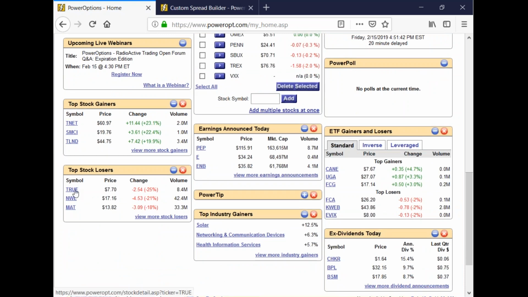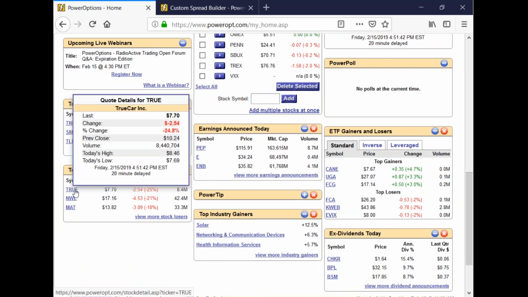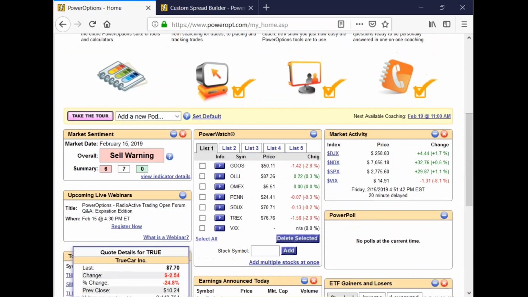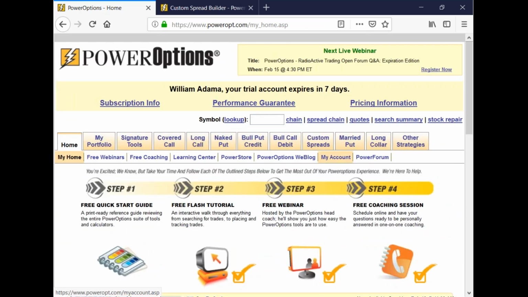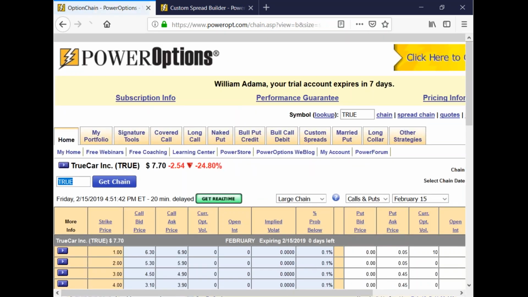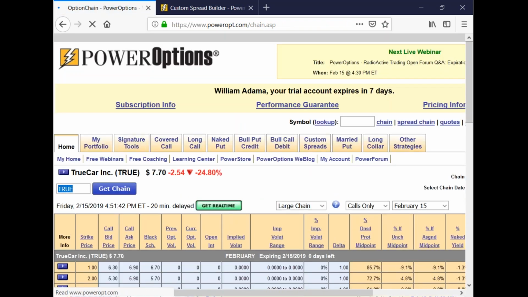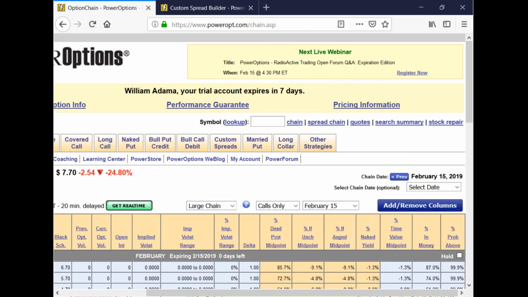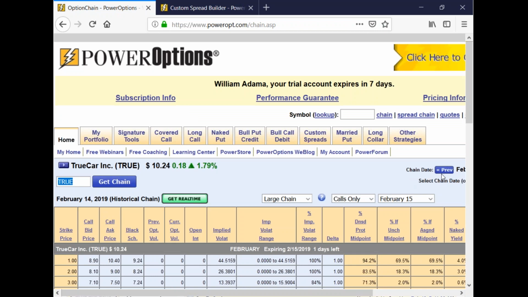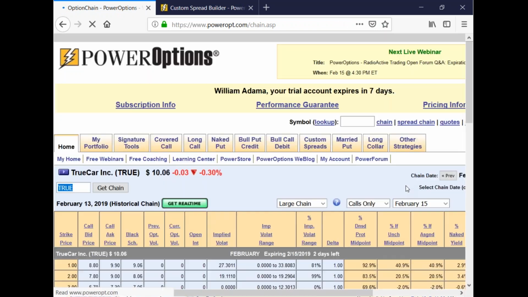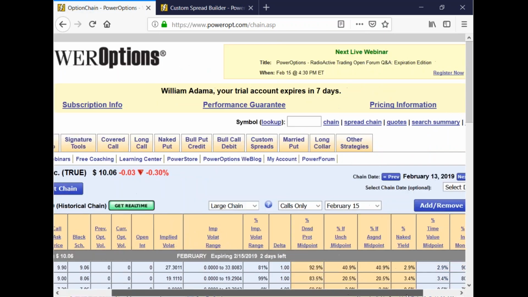Stocks that fell today. TrueCar, down 25%, probably really poor earnings. Let's take a look first at the option chain for TRUE. I just want to look at the call chain very quickly. And we're going to go back a day or two. So it's 10.24. It's pretty good. It was up 18 cents. So we're going to take yesterday's numbers.